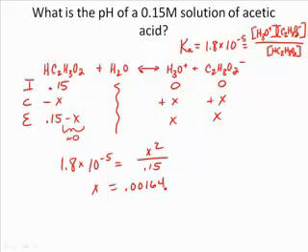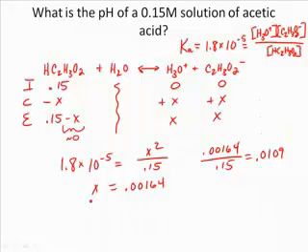0.00164. Okay, and then just double checking, we want to see if our change is less than 5%. So 0.00164 over 0.15. And I get that that's approximately, so a little over 1%. So we meet the 5% rule, so we can use this x value, and this x that we solve for is our hydronium ion concentration.